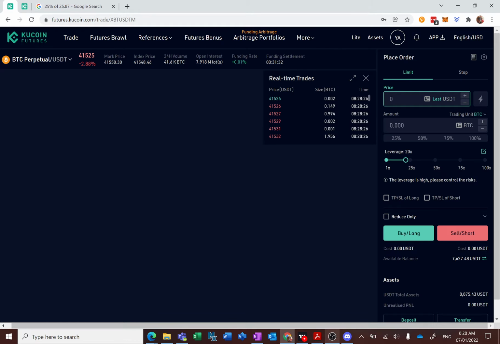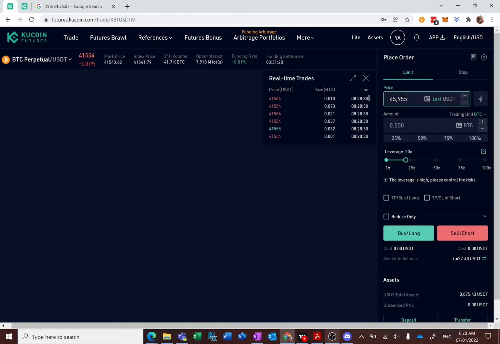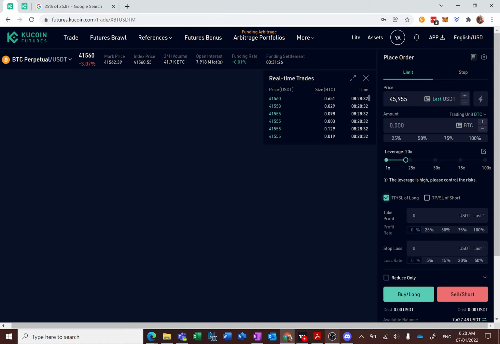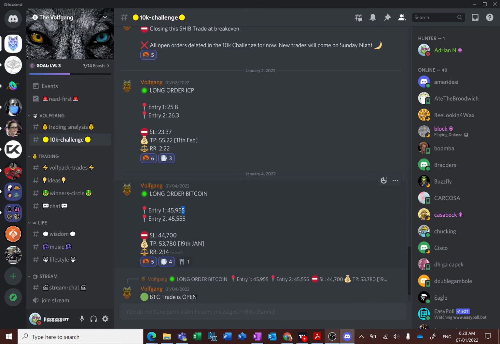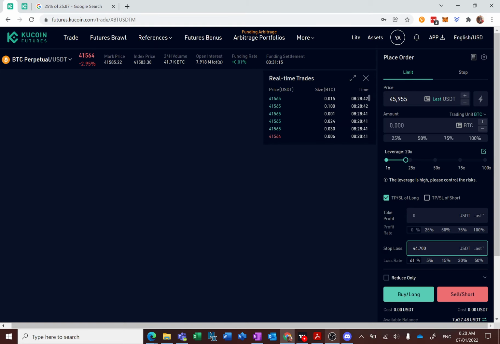We're going to put in our entry price of 45,955, I believe it was 45,955. Yep. We're going to click the take profit stop loss on long. We're going to go to our stop loss. Stop loss in this particular one is 44.7, so 44,700. So this one, with a 20x leverage that I have selected, 61% is the potential loss.